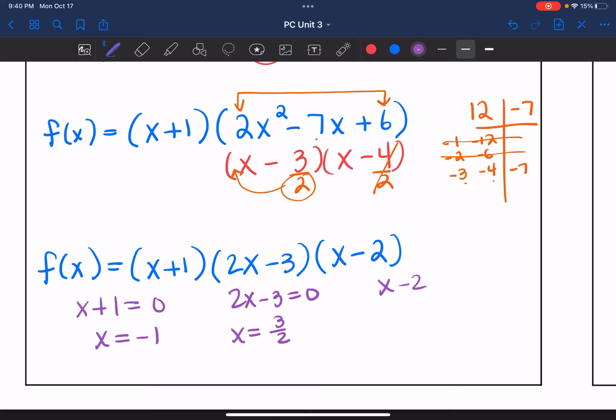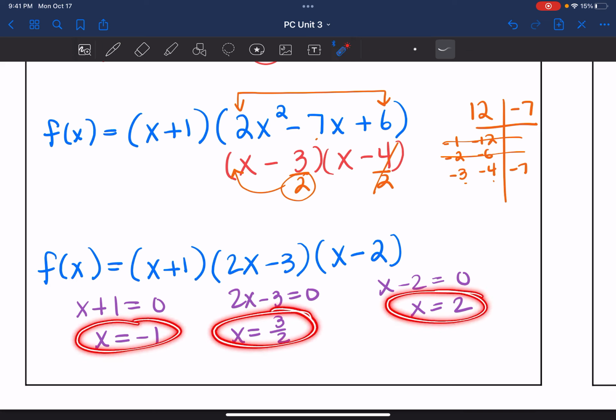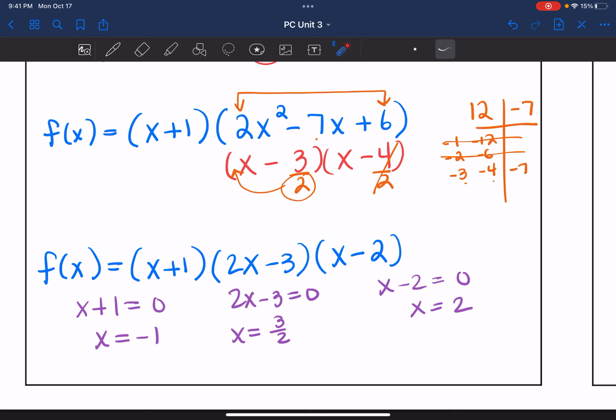And then that third one, make it equal 0. I would add 2 to both sides. So x equals positive 2. So these are the 3 zeros. Just make sure that you write them as a set, and we're going to write them from least to greatest. The good thing is that it already looks like it's least to greatest. So x would equal, when we do sets, we do the curly bracket, -1, 3/2, and then 2. Close the curly bracket.